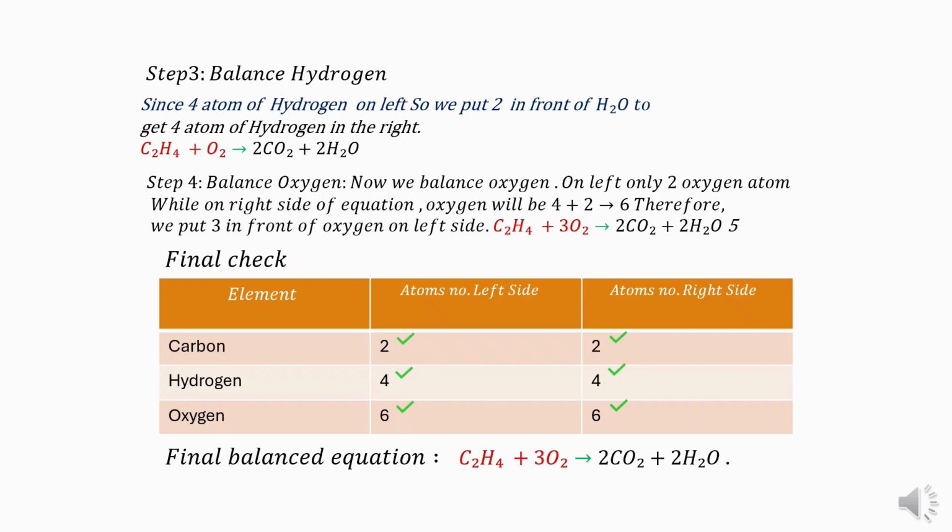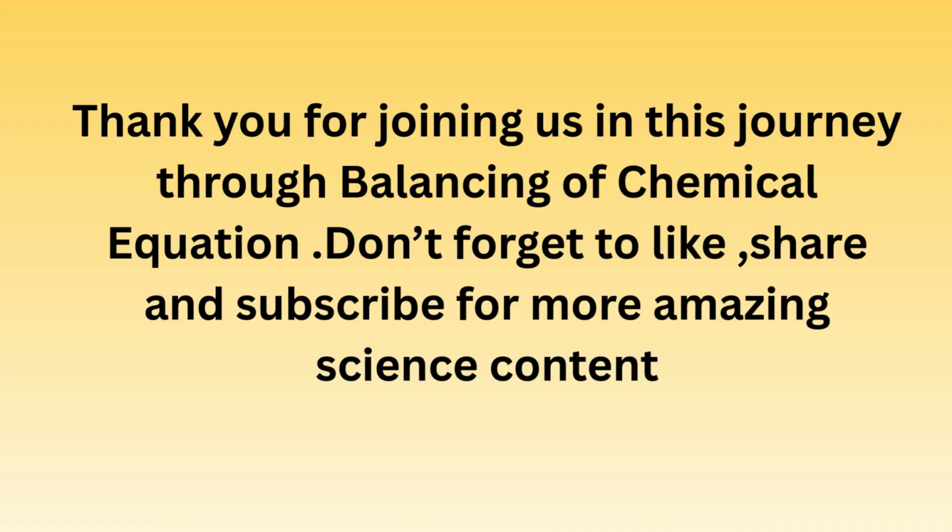Step 5. Final check. 2 carbon atoms on the left and 2 on the right. 4 hydrogen atoms on the left and 4 on the right. 6 oxygen atoms on the left and 6 on the right. Since the atoms of each element on the left and right are equal, finally the equation is balanced.